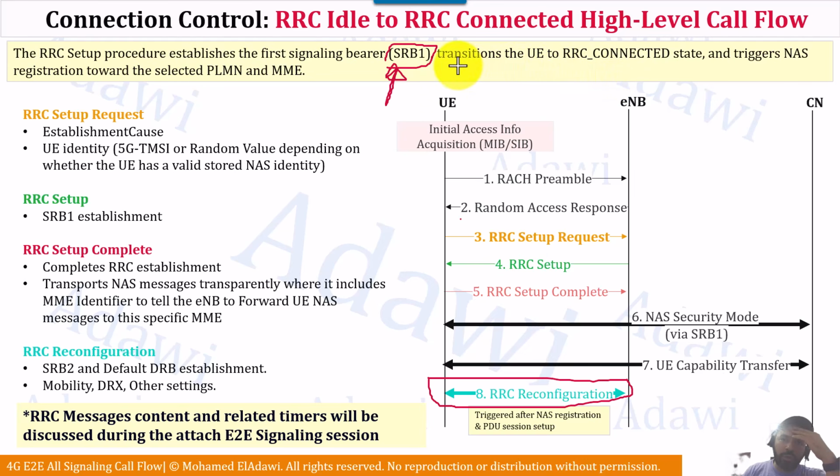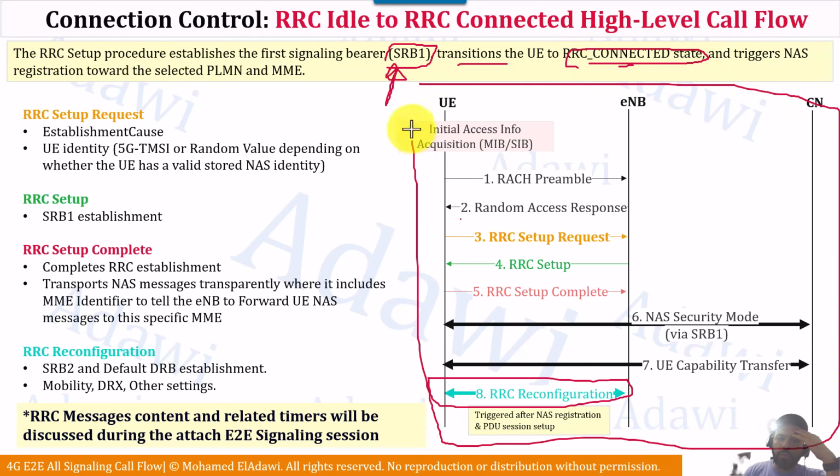Also, this is used to move the user from idle mode to connected mode. Once this procedure is done, the user will be considered in connected mode and will have left idle mode. This can also trigger the NAS registration toward the selected PLMN and MME. So this will establish the connection with the core network through the NAS registration. There will be direct communication between the UE and the core network, and the eNB will just be transparent, transferring these messages.